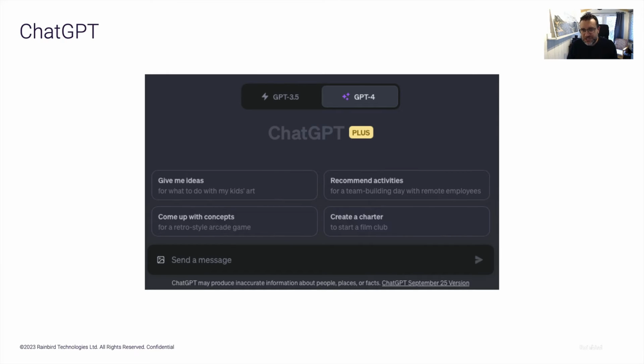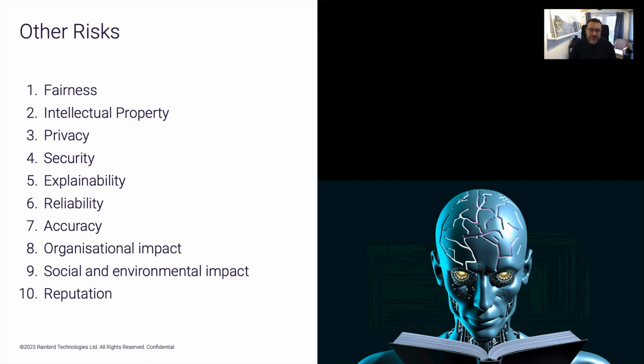Those of you who have played with ChatGPT will be familiar with this little box down at the bottom here, where they're being quite open about the fact that it might produce inaccurate information about people, places, or facts. You cannot rely on this technology anywhere that you're trying to make decisions. And actually, there are a whole bunch of other risks. Some of these are quite poorly explored.